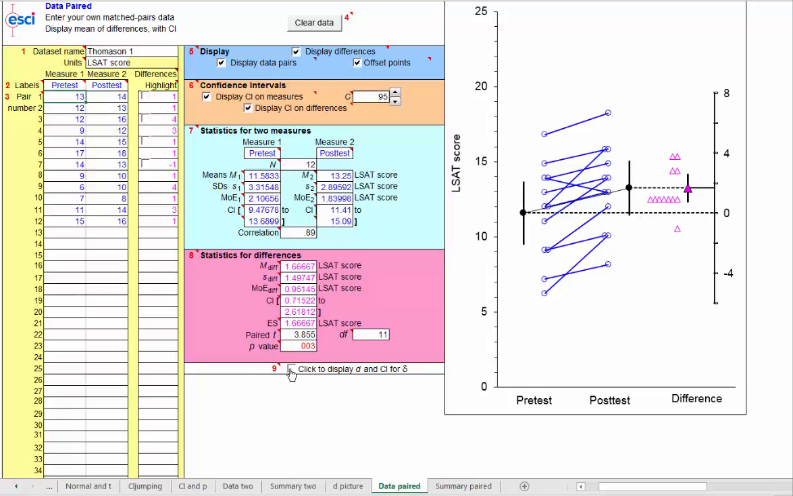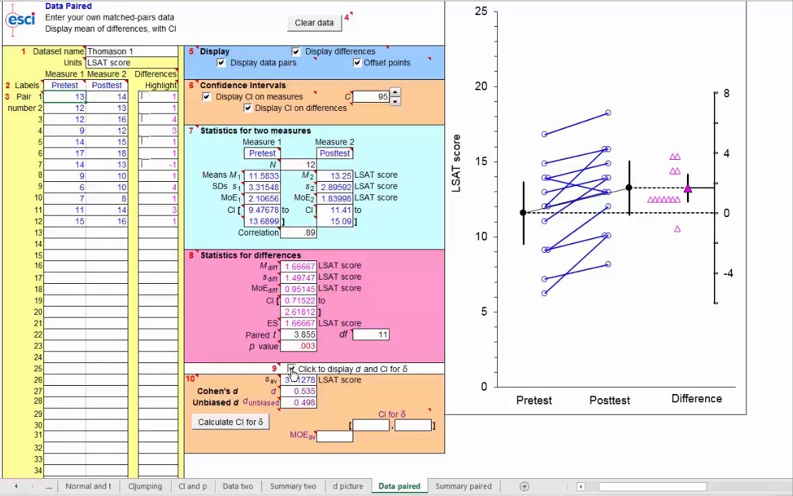Next step is to consider Cohen's d, the standardized version of this effect size. So I click down at red 9 and there's the panel for Cohen's d. As you know, Cohen's d is an effect size divided by a standardizer. The effect size we want is M Diff, the mean of the difference scores, about 1.67 here. And the standardizer we want is, well, our best estimate of the population standard deviation for LSAT scores.